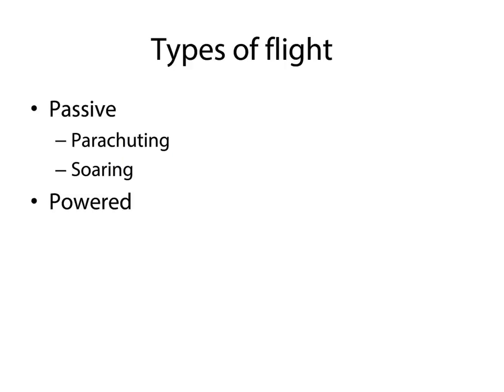So when we start thinking about flight, you got to realize there's a couple different types of flight. One is known as passive, where basically the wind is in control. The other is powered, where the critter is in control. Now with passive, there's a couple different types. One's known as parachuting and the other is known as soaring. And we'll talk about examples of each of those, and then we'll talk about the powered flight as well.